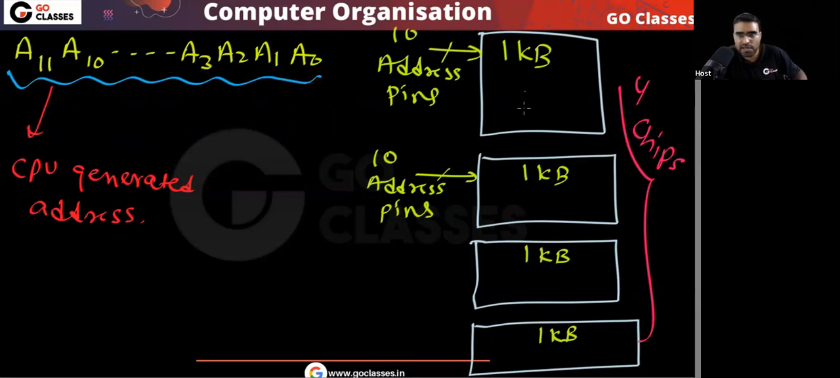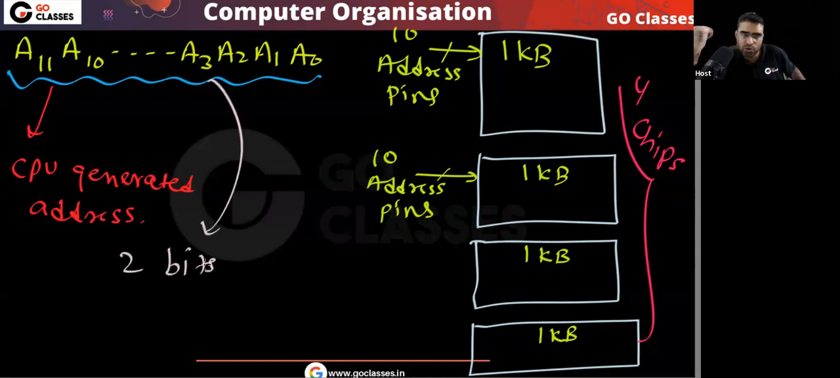Now tell me, there are a total of 4 chips and you want to choose one of them. Then how many bits do you need? There are 4 chips, you want to choose one of them, then 2 bits are needed. Yes or no? So 2 bits will be used, or I can say 2 address lines.